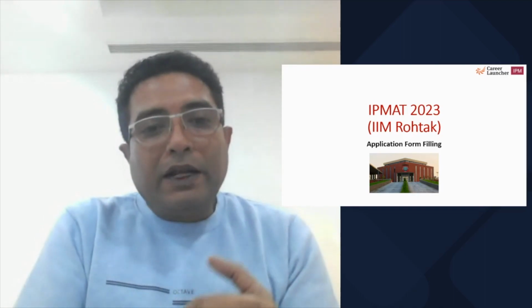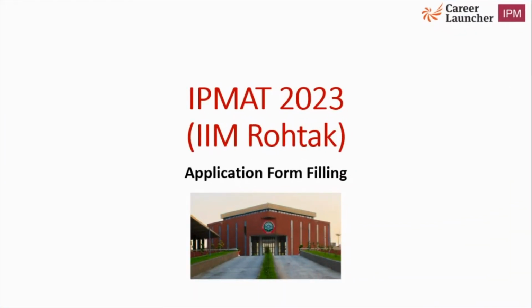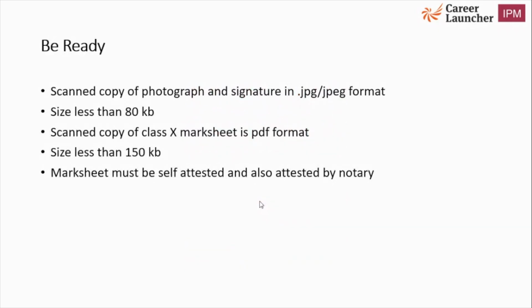Before we go ahead and start and understand how the form has to be filled, it is very important for you to understand that there are certain specific requirements which you must be ready with. So before you start filling the application form, you need to be ready with a scanned copy of your photograph and signature in JPG or JPEG format only. No other format will be accepted. And the size of the scanned copy for both photograph and signature should be less than 80 kilobytes.